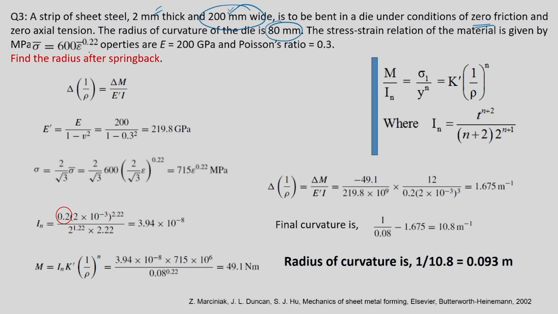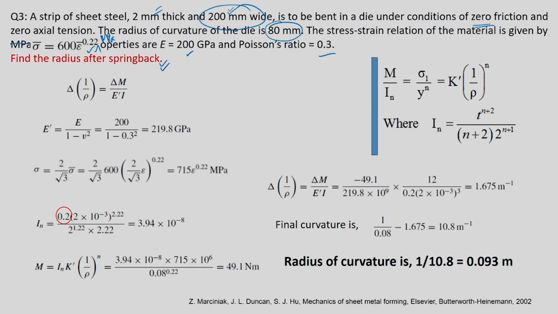The stress strain relationship is provided by this: sigma bar is equal to 600 epsilon bar power 0.22 MPa, and the properties are basically E is equal to 200 GPa and Poisson's ratio is 0.3. So, these all are given. What is actually wanted is radius after spring back. So, you need to get the radius of curvature after spring back. So, basically what we need to do is we need to get del 1 by rho.